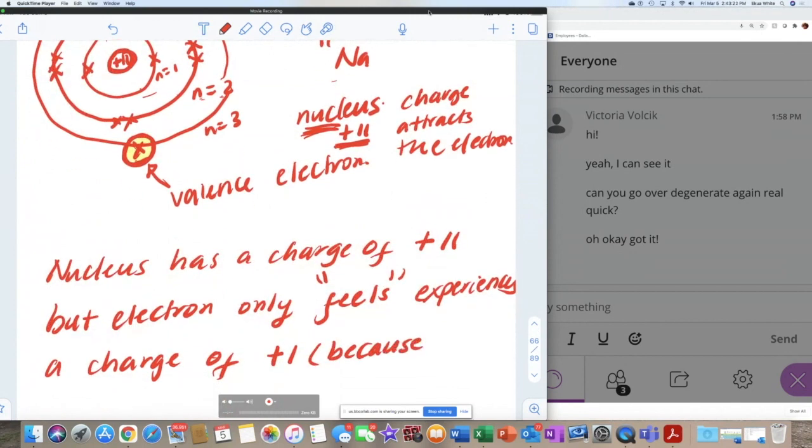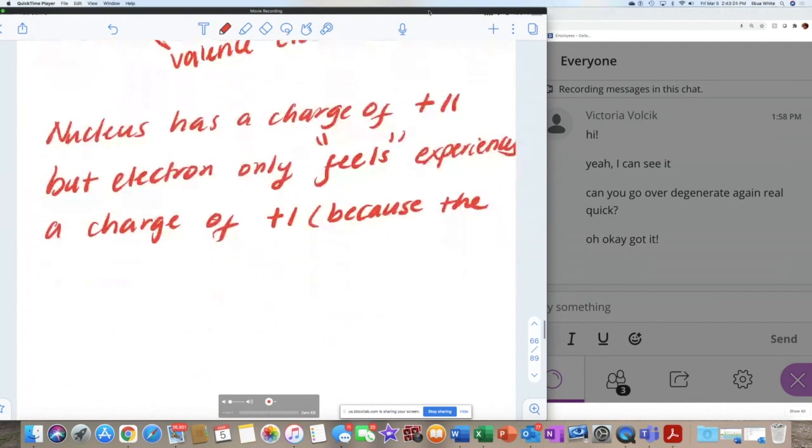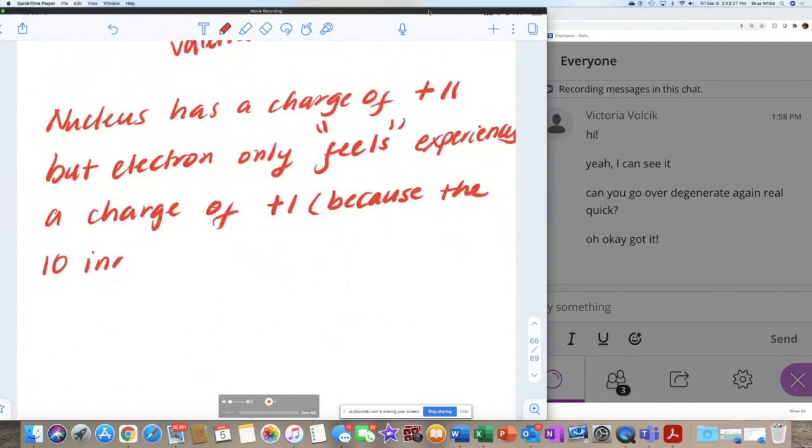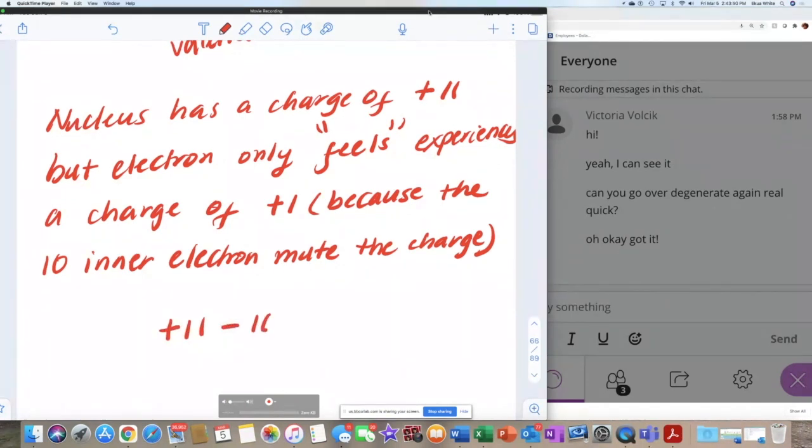Because the 10 inner electrons mute the charge. They don't mute it completely. They kind of encase the nucleus, so only a plus 1 charge is experienced. So you have a plus 11, and then you add the effect of 10 electrons, and we end up with a plus 1 charge. That's how we get the effective nuclear charge.